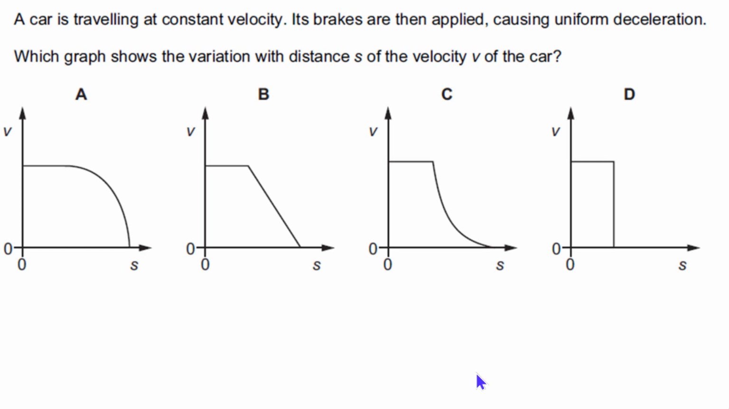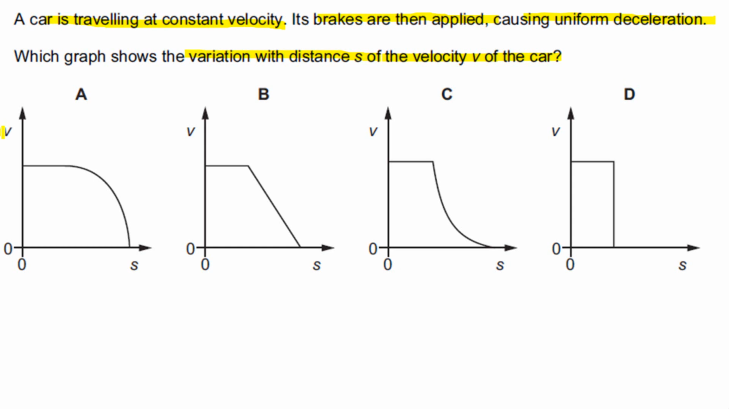Here is our last question now. Let's try to understand what is given to us and what we need to find. For this question, it is given to us that a car is traveling at constant velocity, as you can see here. Brakes are applied and the car decelerates at a uniform rate. So what do we need to find? We need to find the variation of distance with velocity.